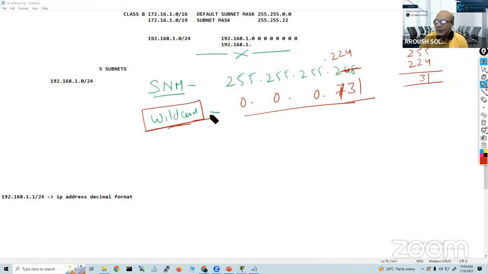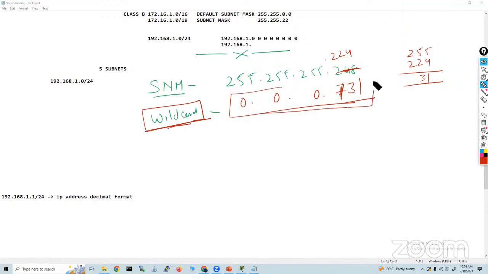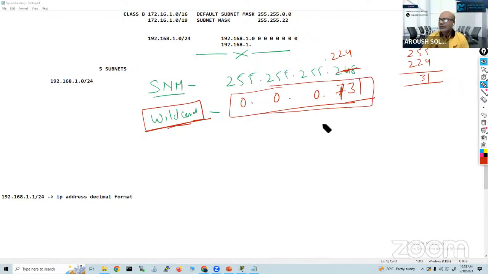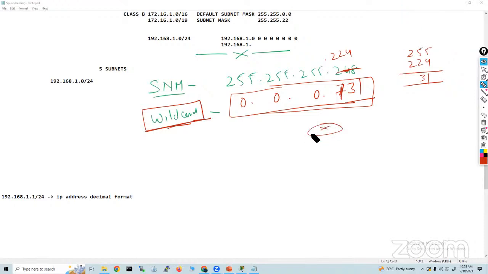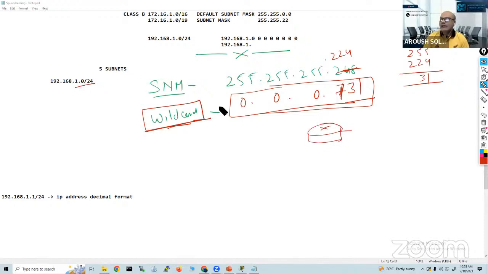Now, what is the use of the wildcard mask? The router will understand this when you configure with this wildcard mask. Okay, your Cisco routers, the Cisco router will understand that this network has been subnetted.